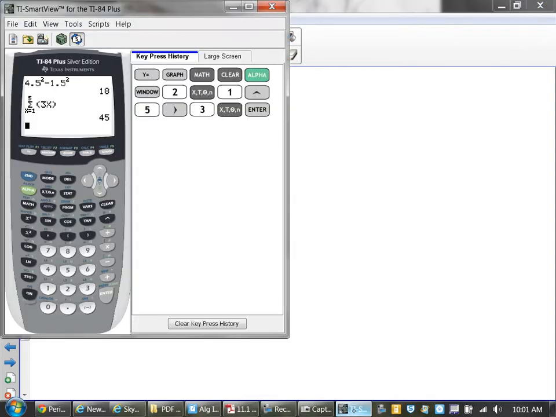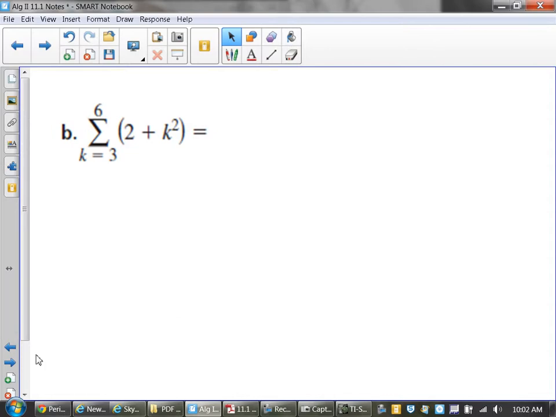What was it? Alpha window 2. That's how you get to summation. Did you write it down that fast? We're so late, I'm joking. Alpha window, number 2. See how they started this one at 3?